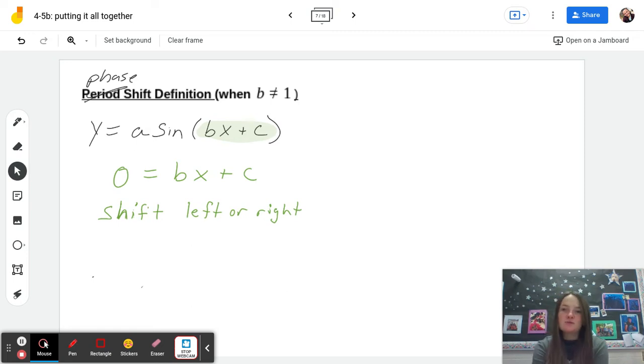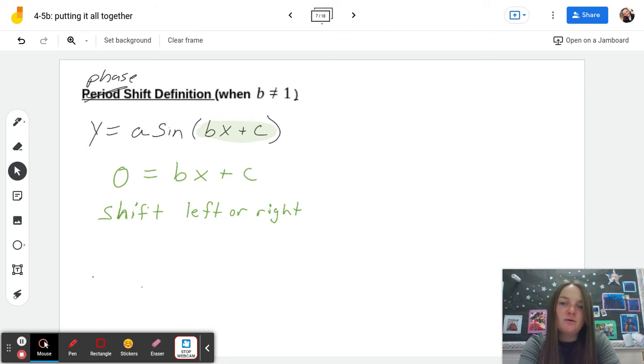Okay, guys, so what we're going to do today is talk about the final tail end of 4-5b, putting it all together. What we're going to start off with today is the idea of what's called a phase shift. A phase shift is basically moving a function left or right, specifically a trig function.